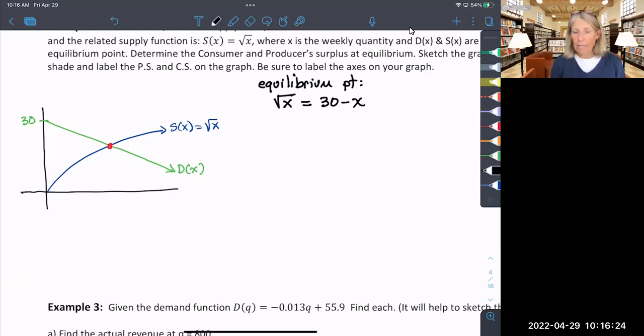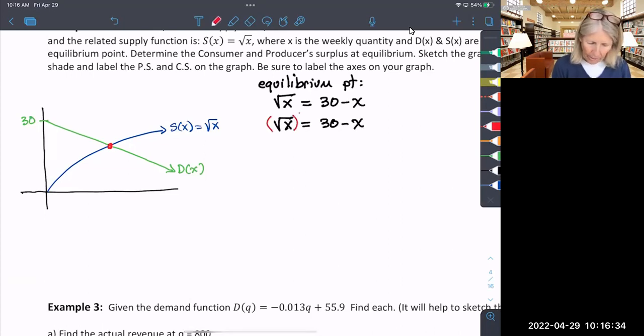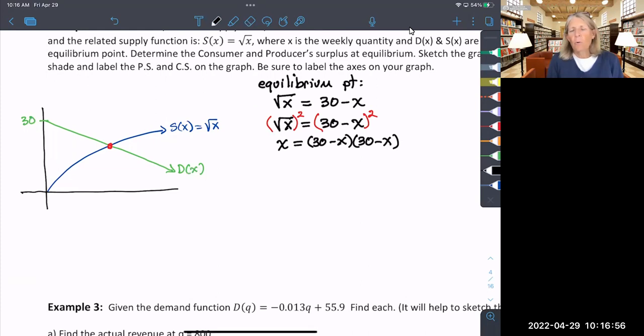Now, this is a little bit of fun algebra. This is going to take some creativity on your part. In order for me to get rid of that square root, I'm going to have to start by squaring both sides of this equation, because squaring is the inverse of the square root. If I square, this side just becomes x. Now, when you square 30 minus x, there's no shortcut for that. You have to FOIL 30 minus x times 30 minus x. So I would pause it here and do your FOIL on this.